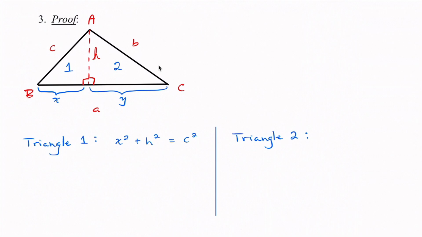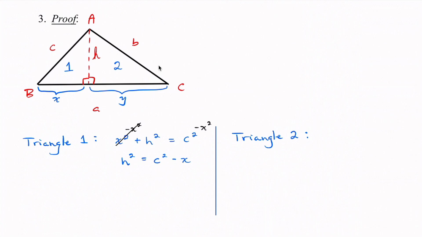And then what I'm going to do, kind of like when we did the sine law, is we're going to try to solve for h. So to get h by itself, I'm going to minus x squared from both sides. X squareds will cancel. And then I have h squared equals c squared minus x squared. Okay, then I'm going to do pretty much the same thing for triangle number 2. So that's going to be a squared plus b squared equals c squared, the hypotenuse side there. Okay, so that was y squared plus h squared equals the hypotenuse squared, which that was b, so b squared.